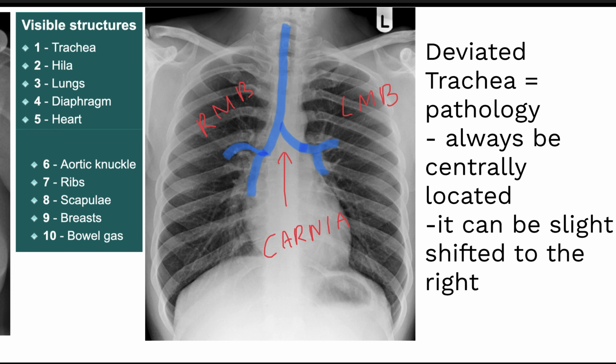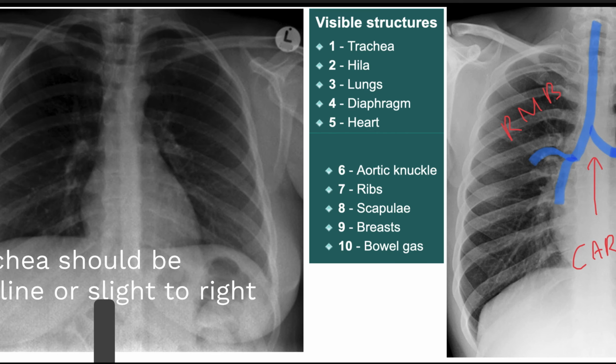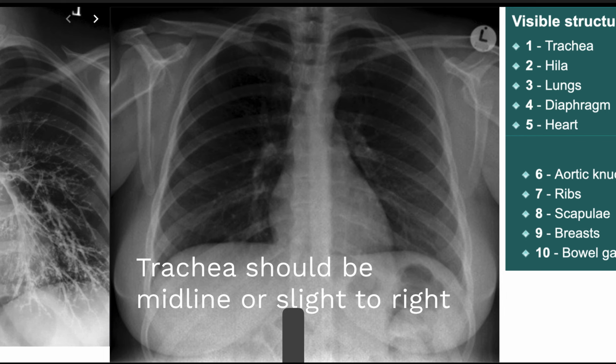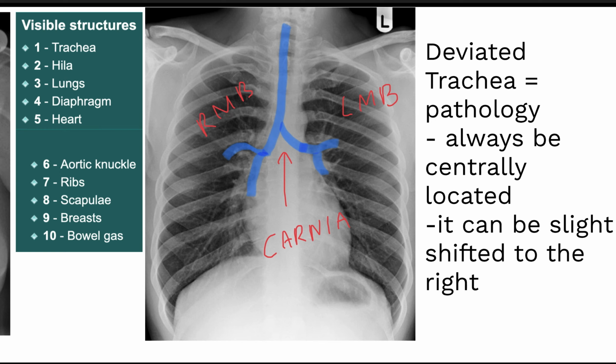Now I've highlighted exactly how the trachea is, so we can go back and see. The blue line should represent it coming down. The carina is a point of differentiation to the left and right, and then it splits into the right main bronchus and left main bronchus. So now visualize the blue line when you go back to the previous. You can see that it comes down and then into the right and then into the left. A deviated trachea usually indicates pathology. It always has to be centrally located, and it can be slightly shifted to the right.